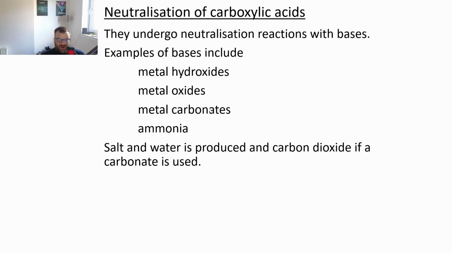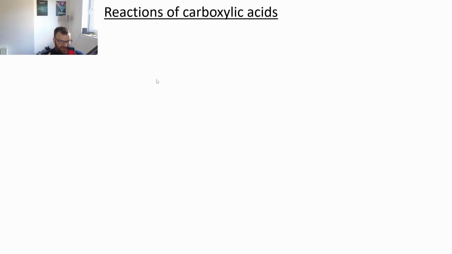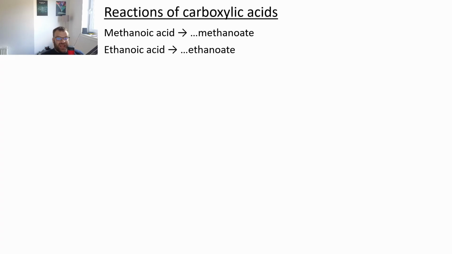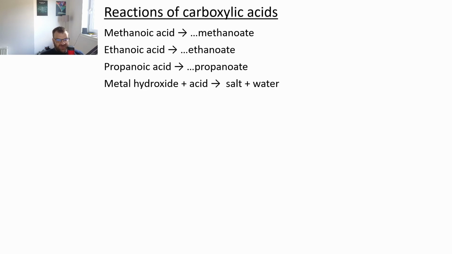We can be asked to work out the names of salts that involve a carboxylic acid being used. The name of the acid changes ever so slightly. So methanoic acid would provide you with a methanoate salt. Ethanoic becomes ethanoate. Propanoic becomes propanoate, and so on and so forth. You can be asked about metal hydroxides plus acid. That's going to make you a salt and water. So you could be asked to take two chemicals and work out what salt is going to be made.